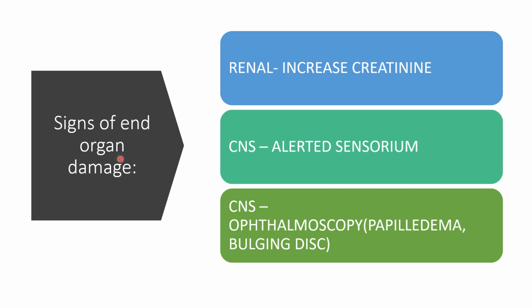Now, signs of end organ damage. The other time I said, don't worry, when we reach there, I'll let you know. We're now there. In hypertensive emergency, there's high blood pressure greater than 160 over 100 millimeters of mercury with signs and symptoms of end organ damage. That is hypertensive emergency. In the renal system, that will be increased creatinine. In the central nervous system, that will be altered sensorium. And ophthalmoscopy will show papilloedema and bulging disc. Then we are dealing with hypertensive emergency.